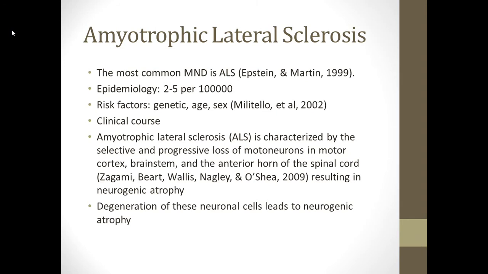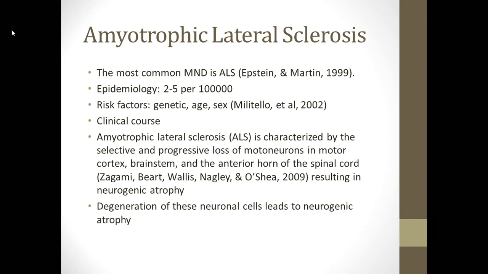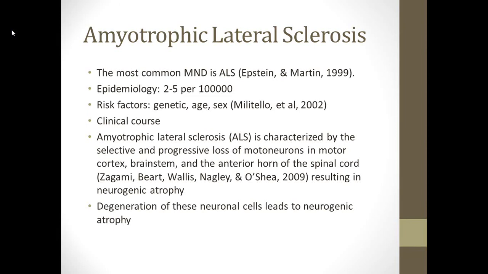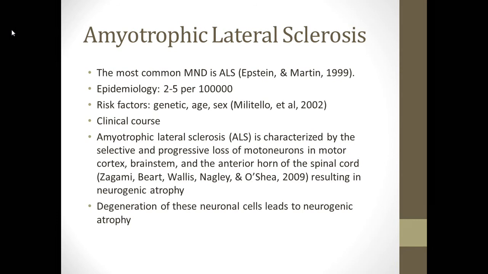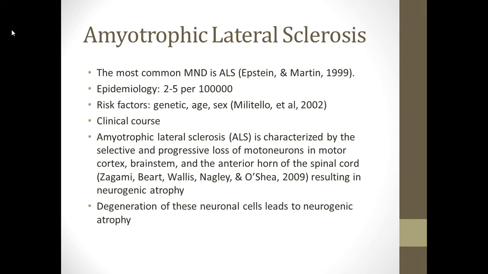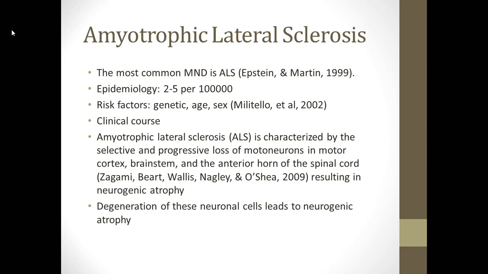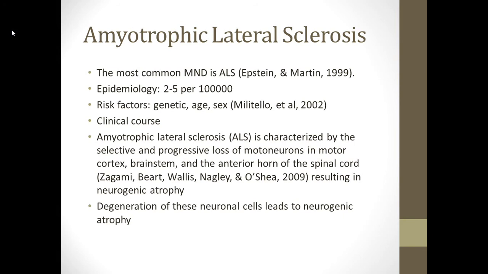Amyotrophic lateral sclerosis is the most common motor neuron disease. Its epidemiology is between 2 to 5 per every 100,000, and it's a progressive neurodegenerative disease that affects both the upper and lower motor neurons in the motor cortex, brainstem, and anterior horn of the spinal cord. Amyotrophic refers to muscle atrophy, weakness, and fasciculation, which is indicated in the diseases of any lower motor neuron. And lateral sclerosis refers to the hardening of the anterior and lateral corticospinal tract as motor neurons degenerate and are replaced by gliosis. Risk factors include genetic, with approximately 5 to 10% of ALS cases inherited, age, and sex.